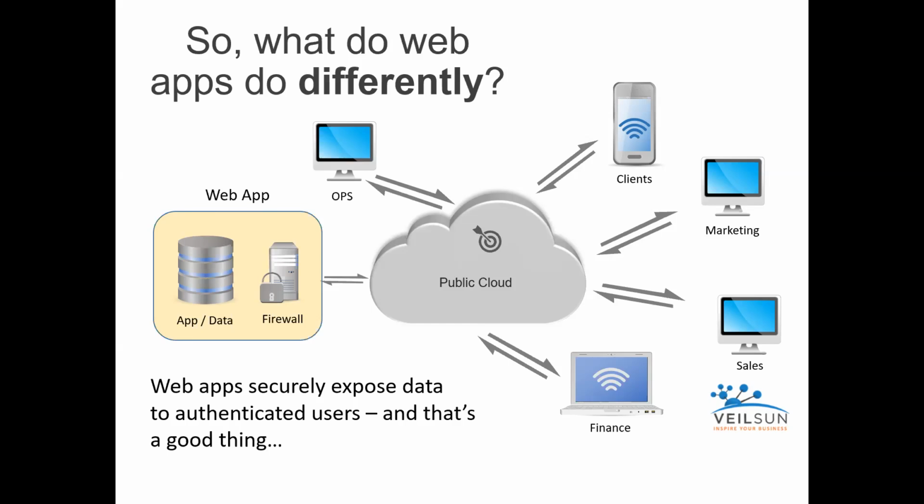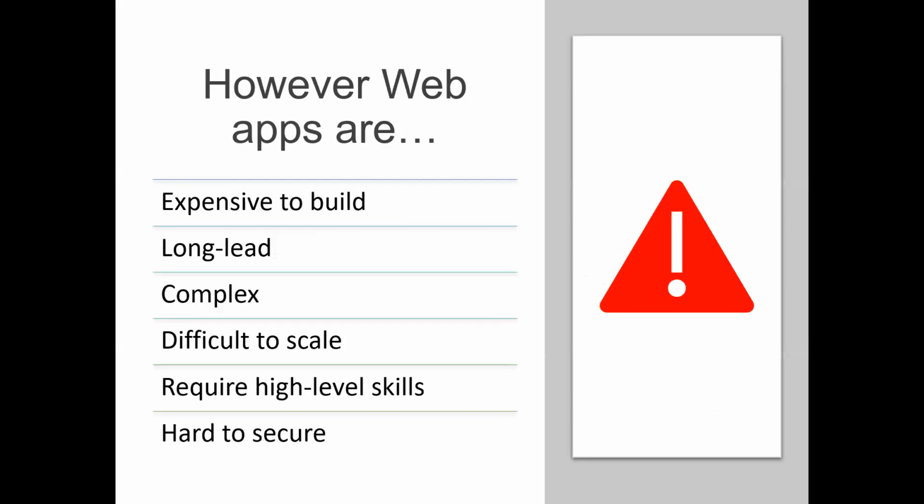Typically, you can use a phone client, you can use a laptop, you can use a tablet, you can use a desktop. You can connect to that information using many, many different types of connections. So web apps do something very well, and that is they expose data to authenticated users. But there are some downsides when we build web applications.